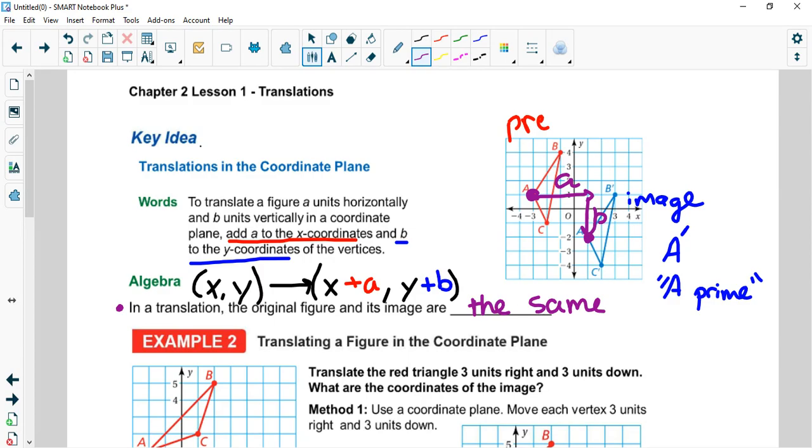Let's take a look now at how we handle the coordinate plane. I'm going to show you two methods. Both of these methods are designed to create the image as well as provide the new coordinates for the image. So, two strategies on how to do this.